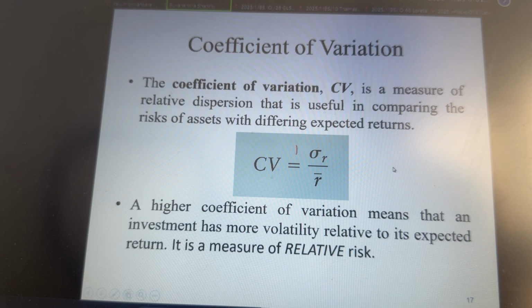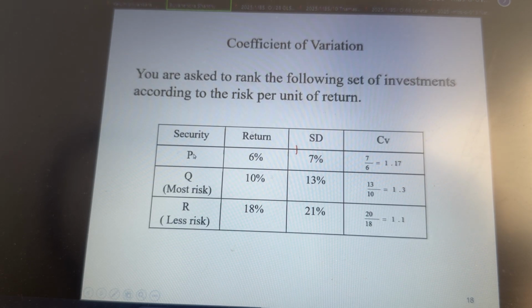So I take an example, you can see here. Here there are 3 investments, securities: P, Q and R. Expected return 6, calculated standard deviation 7. So now we calculate the coefficient of variation, standard deviation divided by expected return, 7% divided by 6%, 1.17. So what do you mean by this 1.17? It shows that 1 unit of return of investment P has 1.17% of risk. So for investment Q, 1 unit of return of investment Q shows 1.3% of risk.